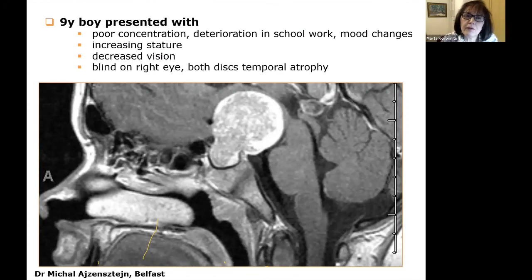So we were very happy that we found these four families, but it made me go further when this patient was referred to us in London. This patient was a 9-year-old boy from Belfast who had poor concentration, deterioration in schoolwork, increasing stature and decreasing vision, so much so that he was completely blind in the right eye, and on the left he had major problems. And you can see this enormous 4-centimeter tumor in the middle of the head. Obviously the optic nerve wrapped around this tumor, no wonder he couldn't see much. That made me decide that we really should find all the patients so we can avoid what happened to this little boy.